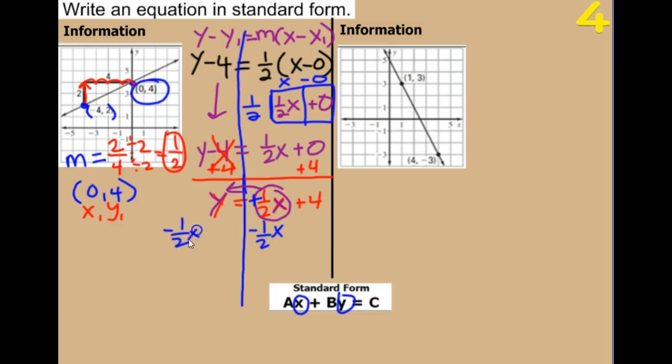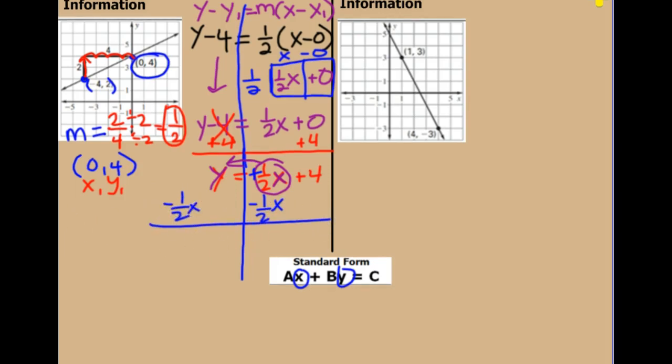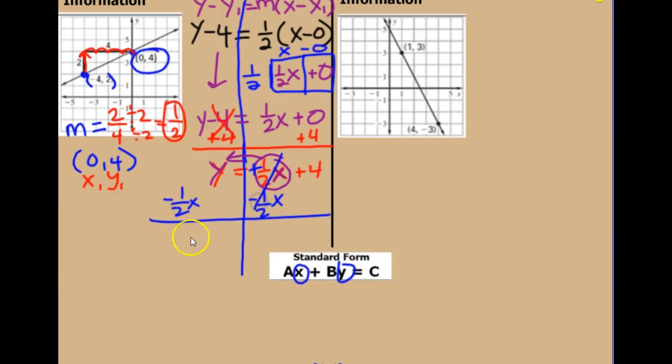Subtract 1/2 x. So positive and negatives eliminate there. We have negative 1/2 x plus y, because it's a positive 1 there, equals 4. That is in standard form.